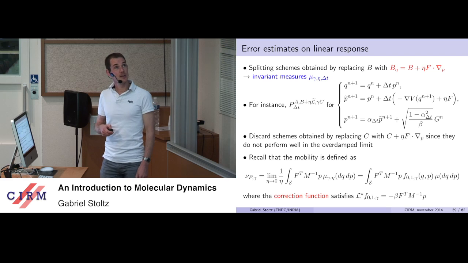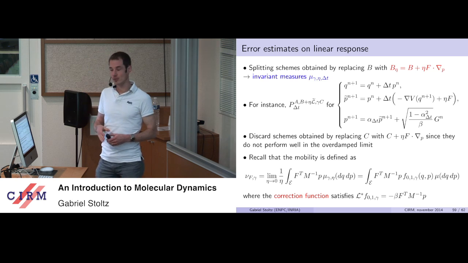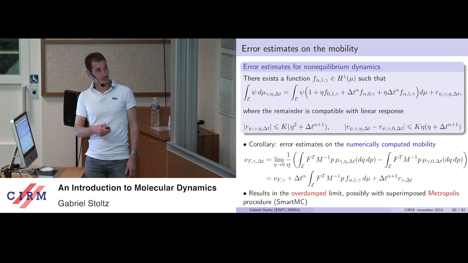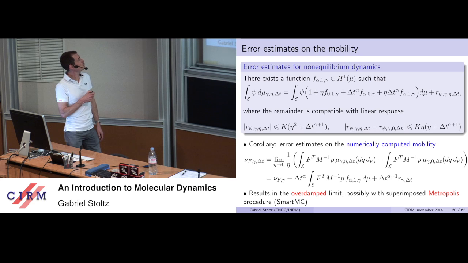For the non-equilibrium dynamics, I would do as before. I would integrate my Langevin dynamics, except that I would replace minus gradient of V by minus gradient of V plus eta f. But otherwise, it's more or less the same scheme as before. And I would define the mobility by looking at the average velocity computed over a very long trajectory. And then the take-home message is that you can characterize the invariant measure for this numerical scheme. It's a perturbation of the Boltzmann-Gibbs measure, which depends on two parameters: the time step delta t and the parameter eta, which determines the strength of your forcing.